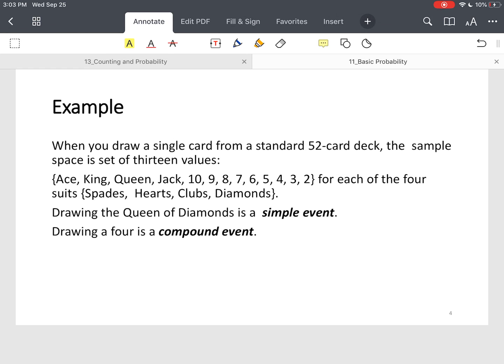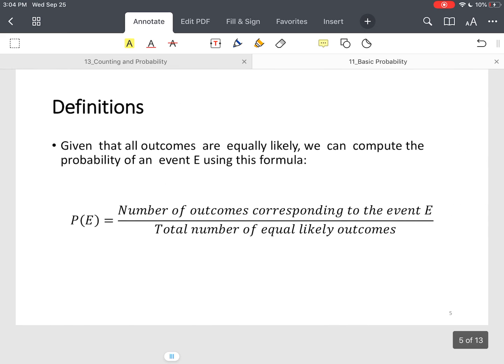So you have 13 cards in each suit, which are spades, hearts, clubs, and diamonds. The 13 cards in each suit are an ace, king, queen, jack, the number 10, 9, 8, 7, 6, 5, 4, 3, and 2. You don't include jokers in a standard deck of cards. So drawing the queen of diamonds is a simple event. There's only one queen of diamonds in a standard deck. Drawing a 4, okay, that's a compound event because you have the four of spades, the four of hearts, the four of clubs, and the four of diamonds.